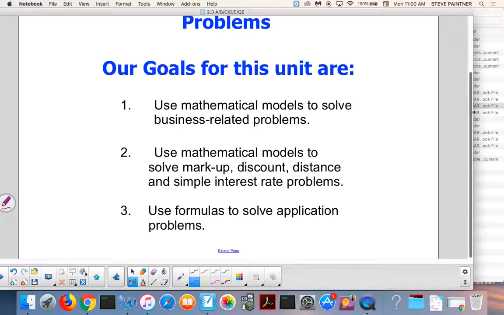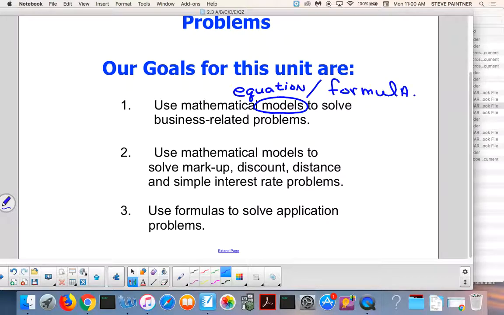Use mathematical models. Okay, I'm going to ask you this. What's a model? A model is an equation or formula. So in math, if I say formula or equation, I'm also saying model. So use the model to come up with the answer to solve business-related problems, okay?